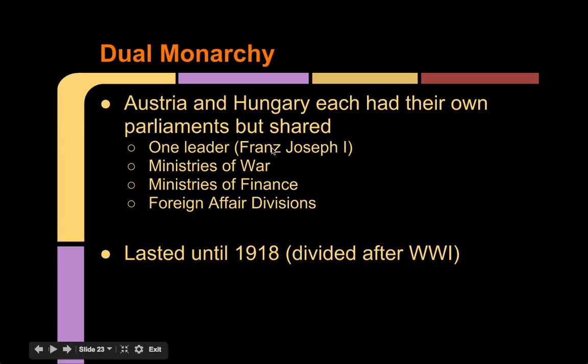Now, Austria-Hungary, they each had their own parliaments, but they shared one leader. So you still have your lawmaking branch of parliament, and it's separate in their country, but they're still under one leader, Joseph the First. They have ministries of war. They shared that, the ministries of finance, and then foreign affairs divisions. So they will share these branches.